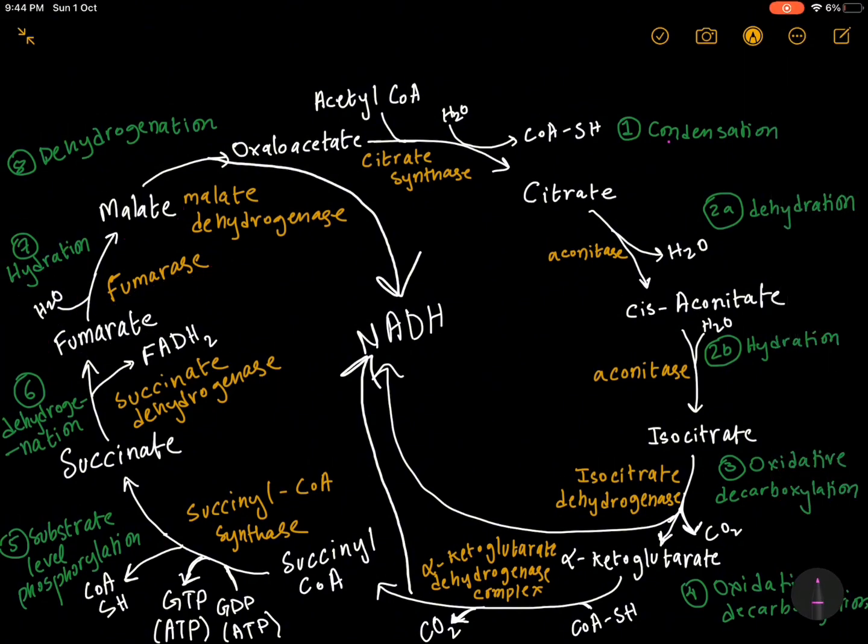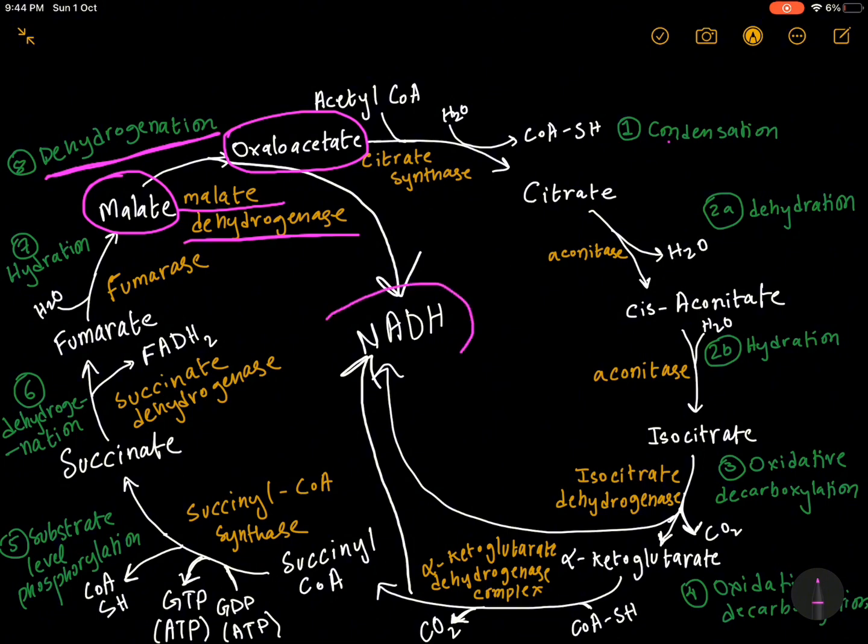Now the final step of the Krebs cycle or the citric acid cycle involves a dehydrogenation reaction. So here the malate formed in step 7 is converted to our first substrate that combined with acetyl coenzyme A, which is oxaloacetate, catalyzed by the enzyme malate dehydrogenase. And in this reaction, we also get NADH as a byproduct.